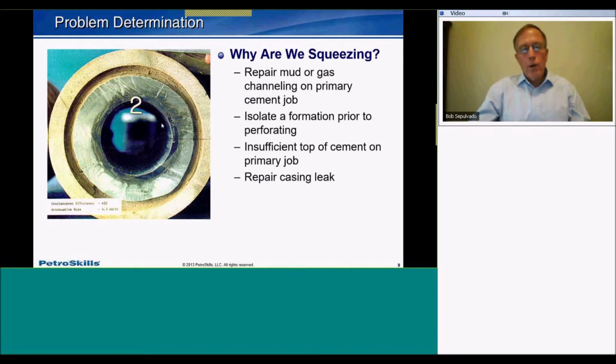So the two takeaways from this slide are: the cement bond log may not always tell us the full picture of what's going on, and if we identify a channel, we may or may not have to address it immediately.